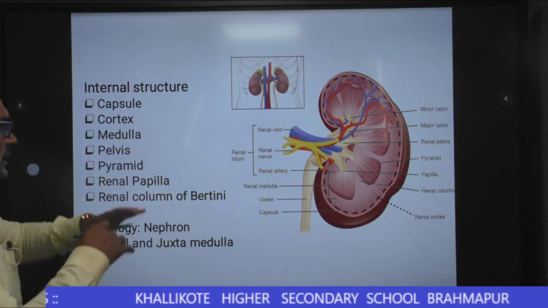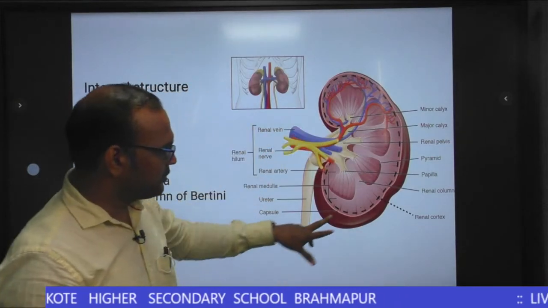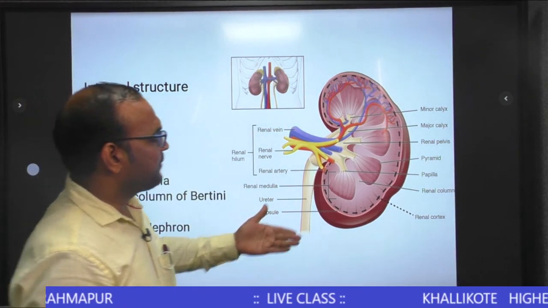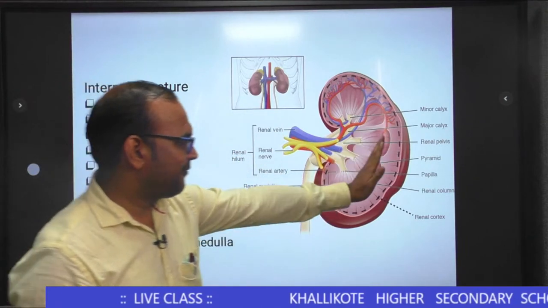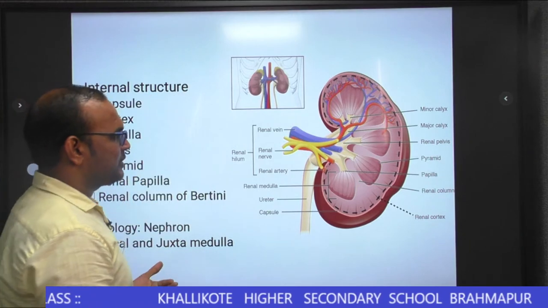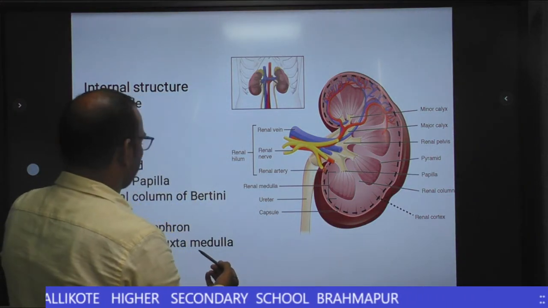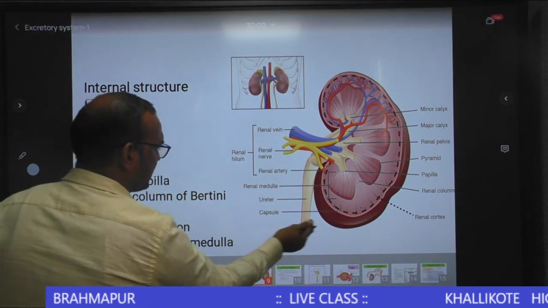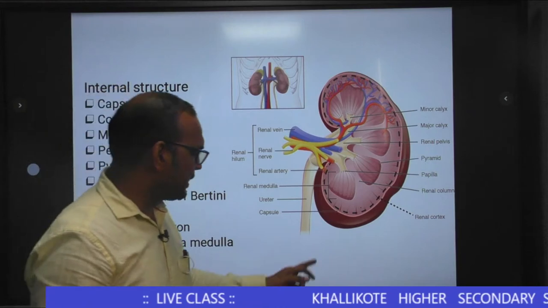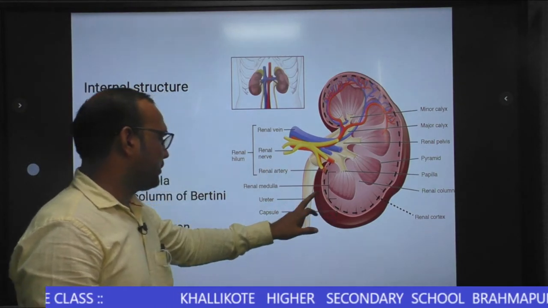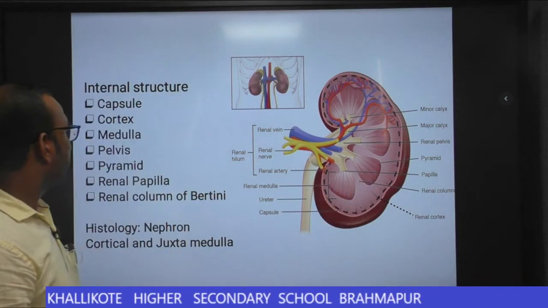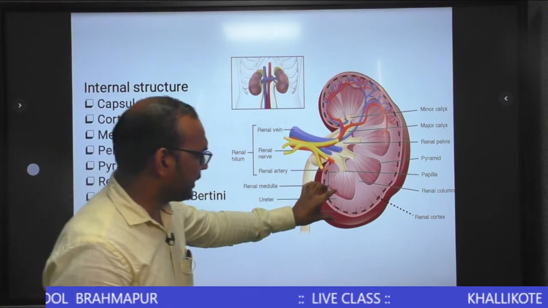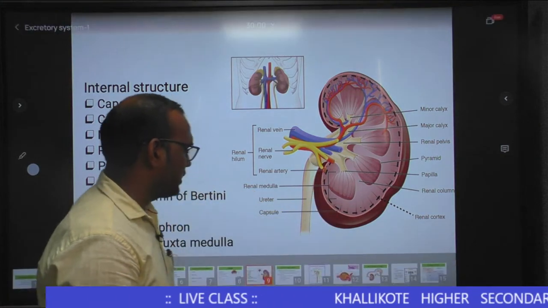First, the internal structure: the capsule. This whole structure you see is the vertical, or longitudinal, section of the kidney, where we can see how it looks from the periphery to the inner side. Here we see the capsule first. This is the outer layer, the thick layer, which gives an outer covering and protects it. Then you get the cortex region. This one, this to this, is the cortex region.